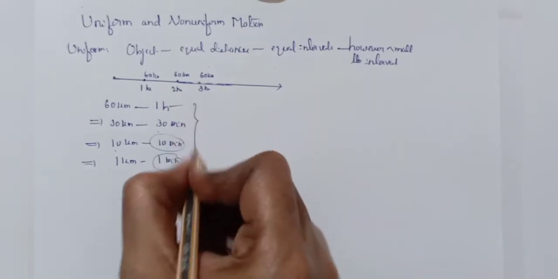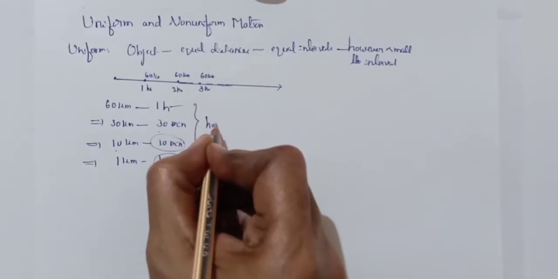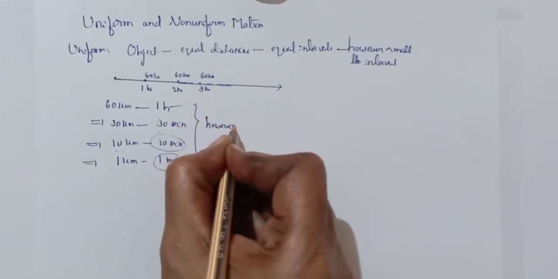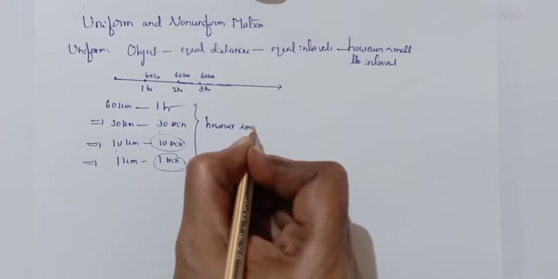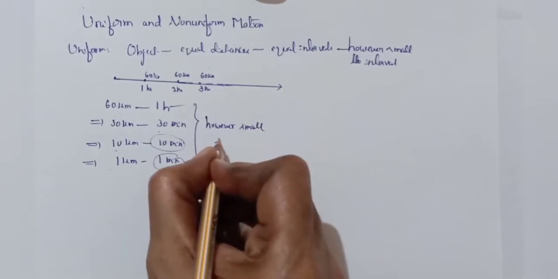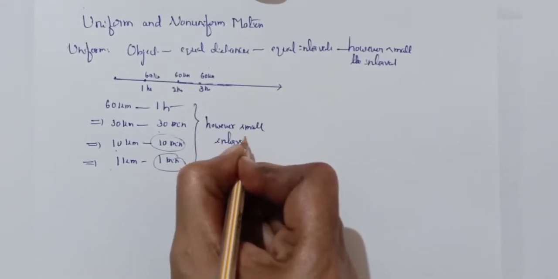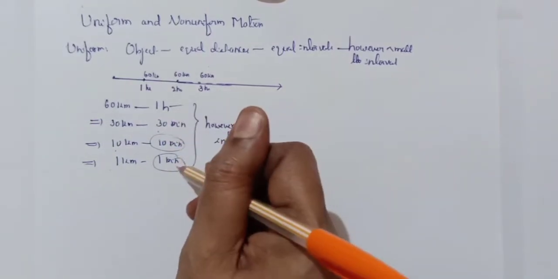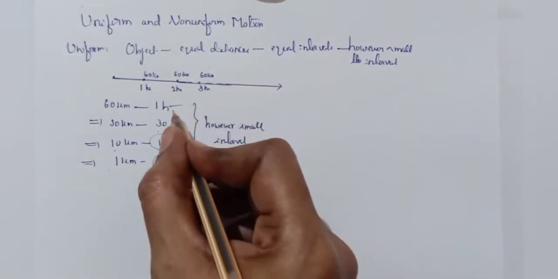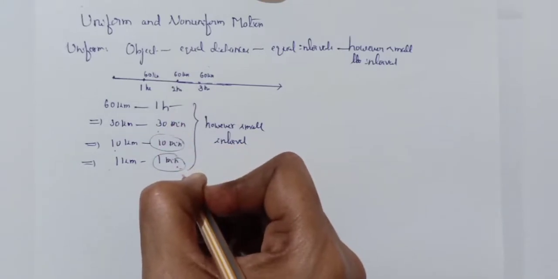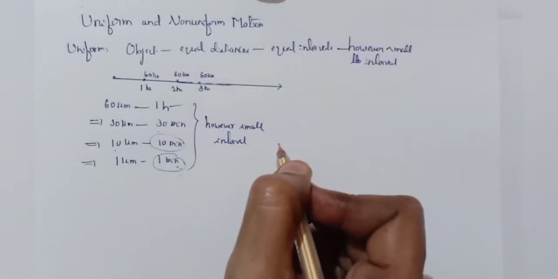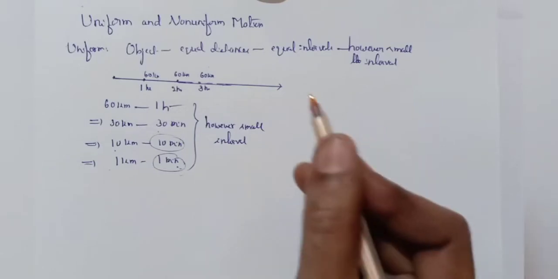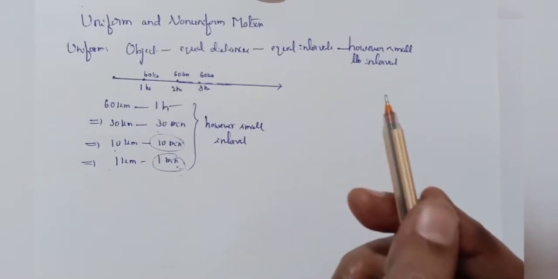So this is the meaning of "however small the interval may be." Whether the time interval is bigger or smaller, the object is covering equal distances in equal intervals of time. So this is an example of uniform motion.